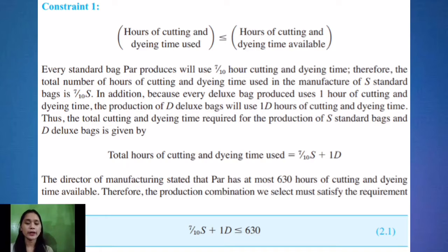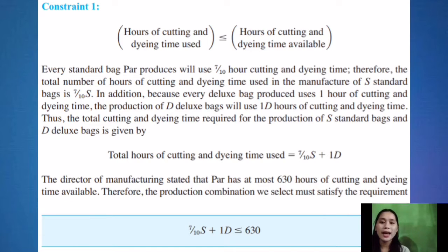In terms of the decision variables, constraint 1: PAR will use 7/10 hour of cutting and dyeing time for every standard bag it produces. As a result, the total number of hours of cutting and dyeing time required in the production of S standard bags is 7/10 S. Moreover, because each deluxe bag takes 1 hour to cut and dye, the production of D deluxe bags will take 1D hours of cutting and dyeing time. As a result, the total cutting and dyeing time for the production of S standard bags and D deluxe bags is calculated by using the following.